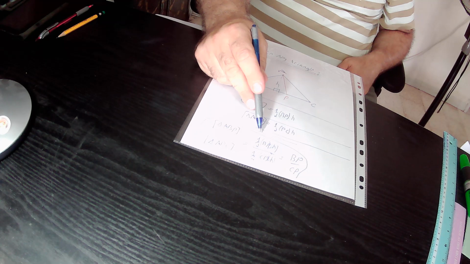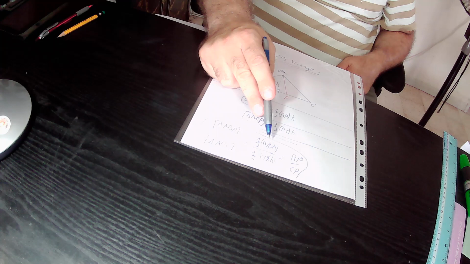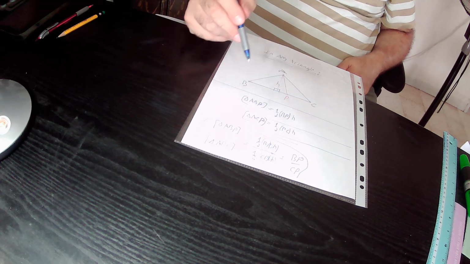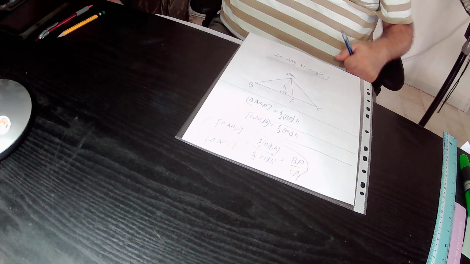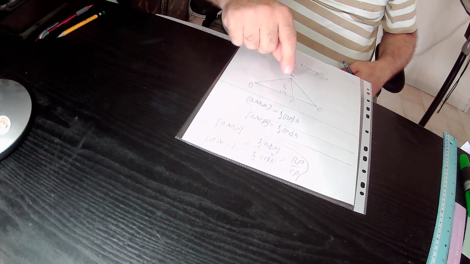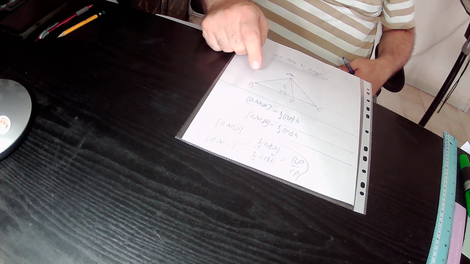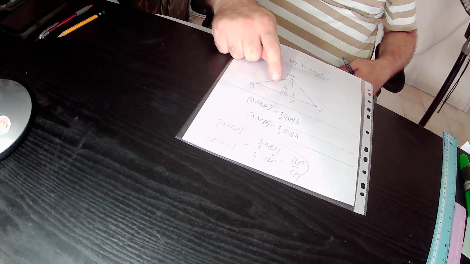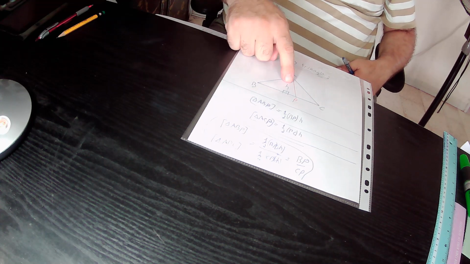We have 1 half in the numerator and 1 half in the denominator, so 1 half will get cancelled. We have the height in the numerator and the height in the denominator, so the height also will get cancelled. And we are left only with BP over CP. So the ratio between the area of triangle APB over the area of triangle APC equals the ratio between their bases. That is to say, it is equal to BP over PC. BP is the base of triangle ABP and PC is the base of triangle APC.